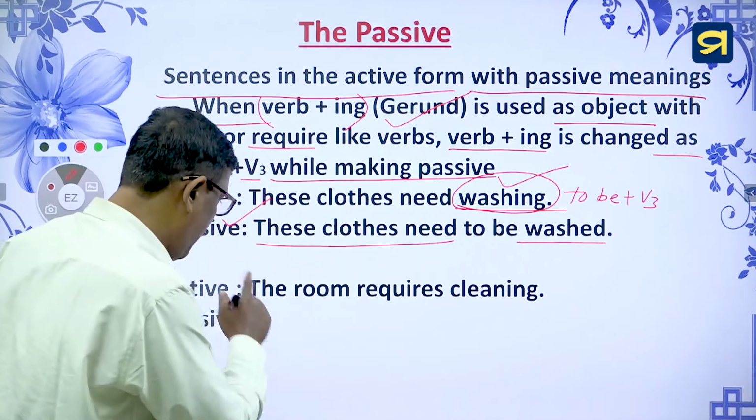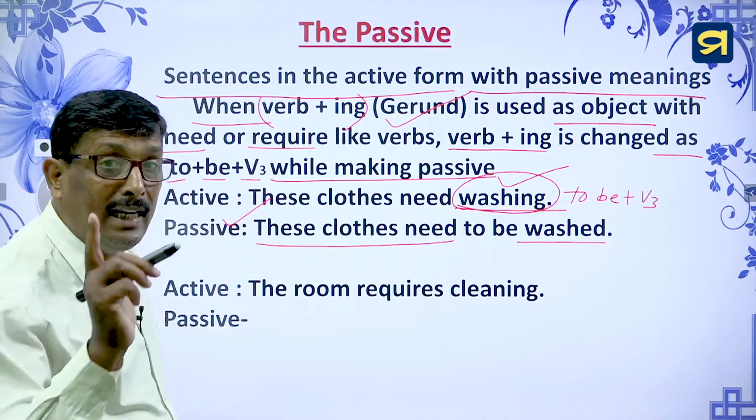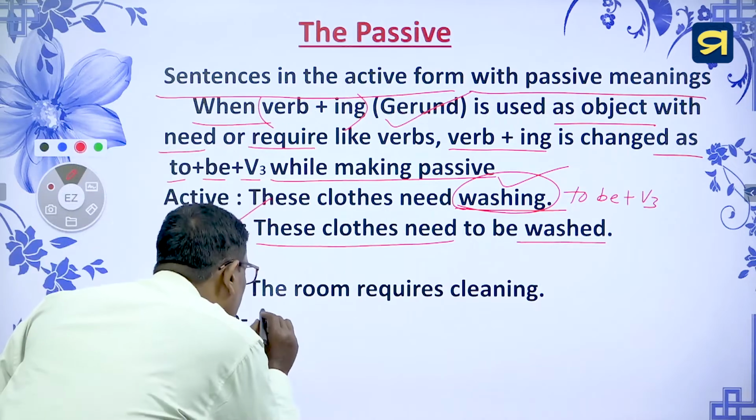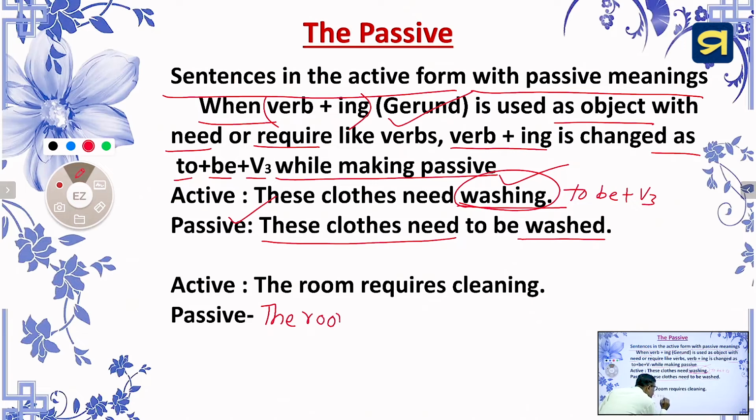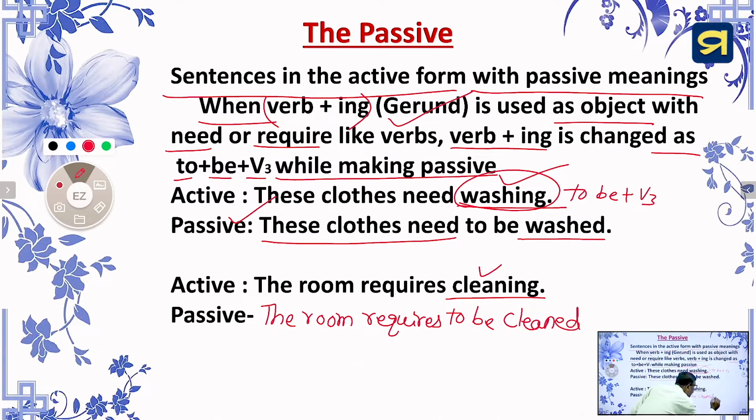Okay. Next, the room requires cleaning. How will it change? Similarly, the room requires cleaning. Here the gerund form is used as what? Object. So we will write to, followed by be, the third form of clean, cleaned. Okay, did you understand? Very good.